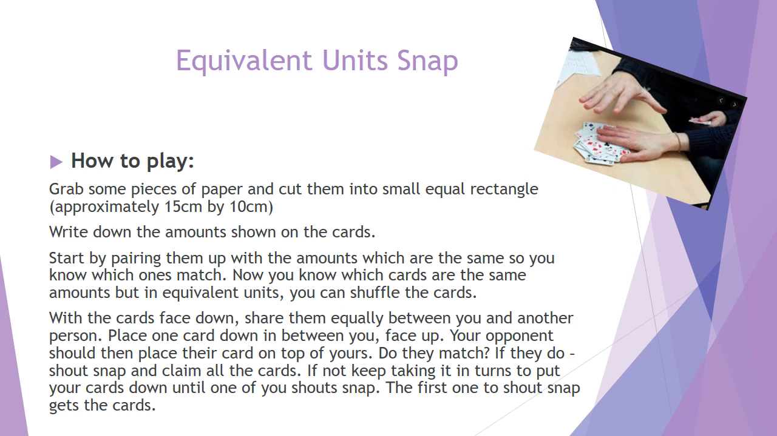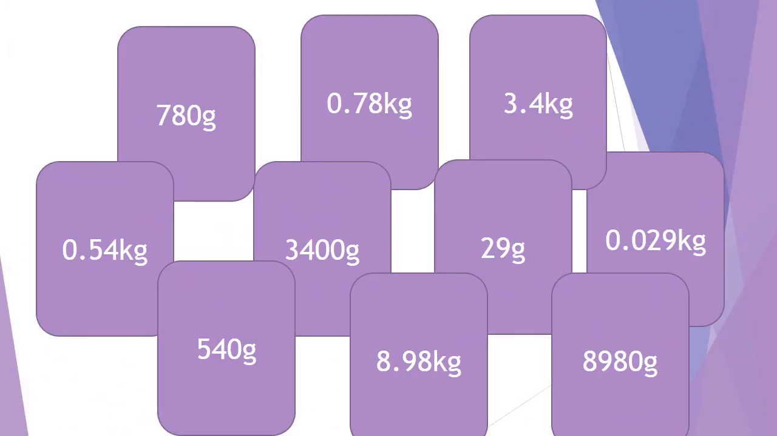The objective is that the person with the most cards wins. Okay, so that's the objective. If you have the most cards, you have won. So if you write down 780 grams, you would need to write on another card 0.780 kilograms, so that when you're playing your game, those two would match up.